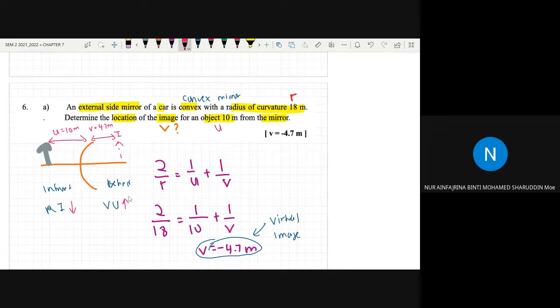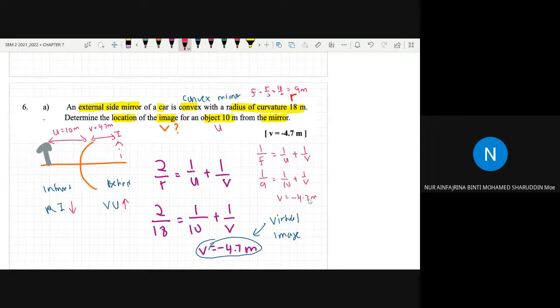Thank you so much. Okay, if you don't want to use this formula, you can use another formula, which is 1 over F equals to 1 over U plus 1 over V. Where you must first find your F. Your F is radius over 2. So 18 divided by 2 will get 9 meter. So 1 over 9 equals to 1 over 10 plus 1 over V. You will get V as negative 4.7 meter. Okay, very good.